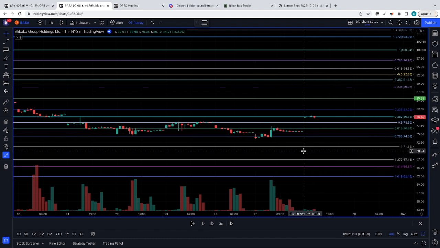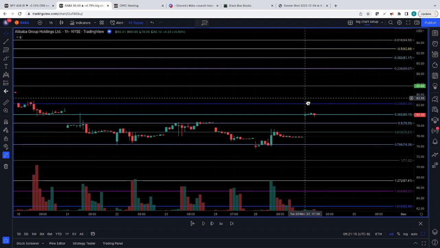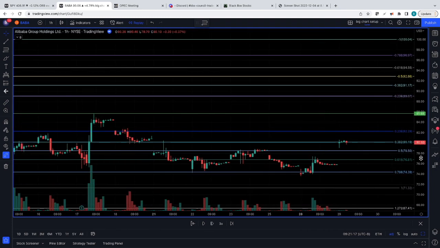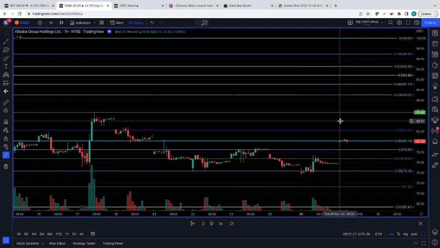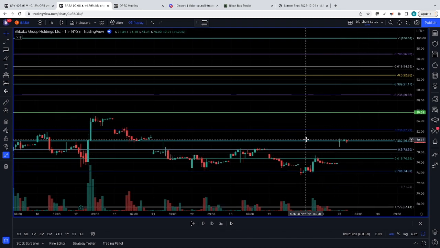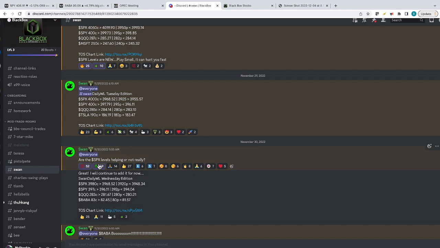This happens kind of frequently with these China tickers, which can be tough as an options trader because, especially in this market, we've had these crazy price swings. Swing trading can be tough. So if you are trading with us at Blackbox, we have these team traders that are putting out watch list ideas, and Swan on November 30th did have Baba on the list.